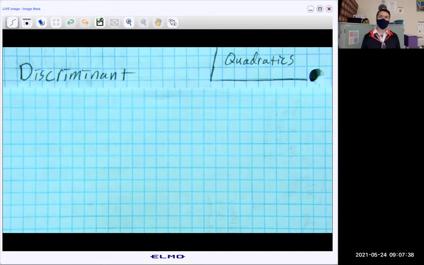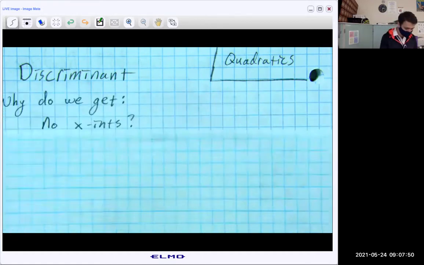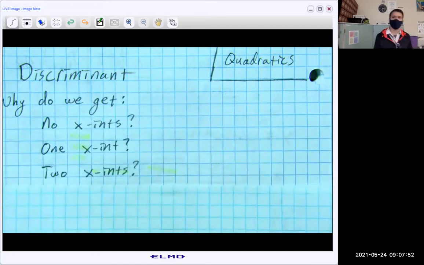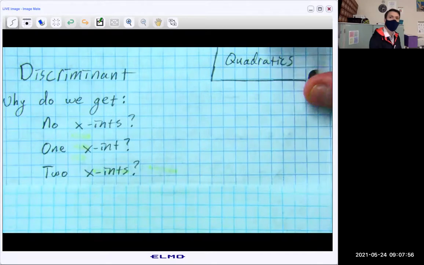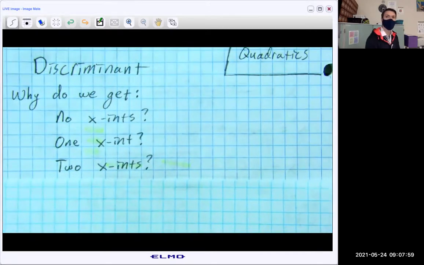So when you use a discriminant, and you're going to have to use it on the homework today, it's connected to this idea of which method is best. And I like to think about it like this. Why do we sometimes get no x-intercepts? Why do we sometimes get 1? Why do we sometimes get 2? If you think about that, then you're already starting to think about a discriminant.